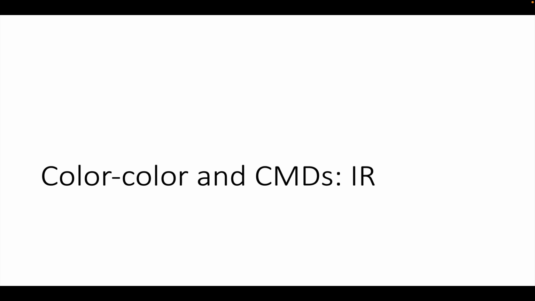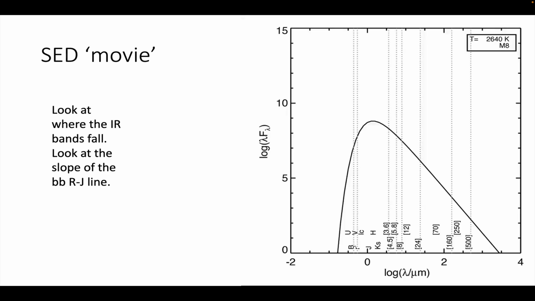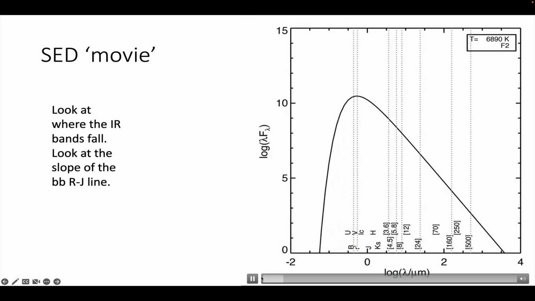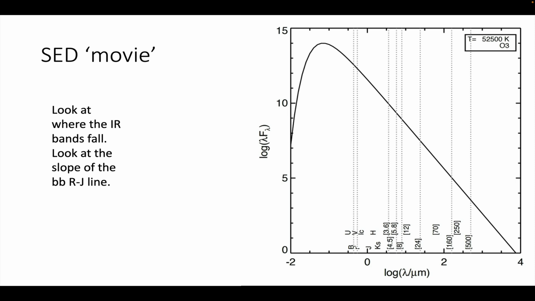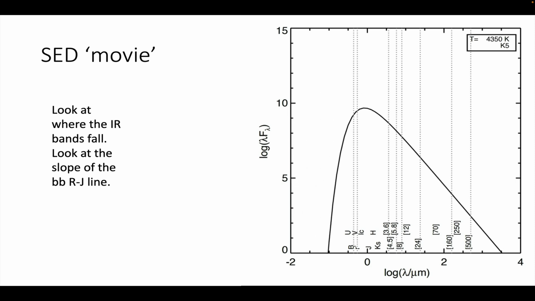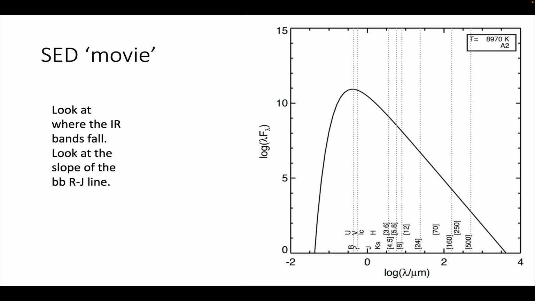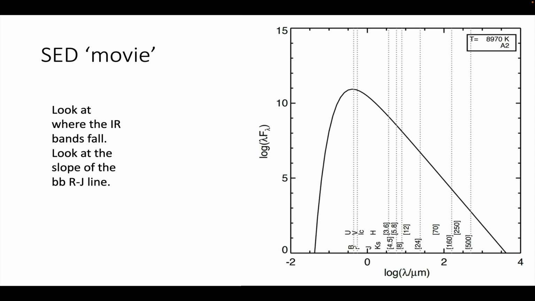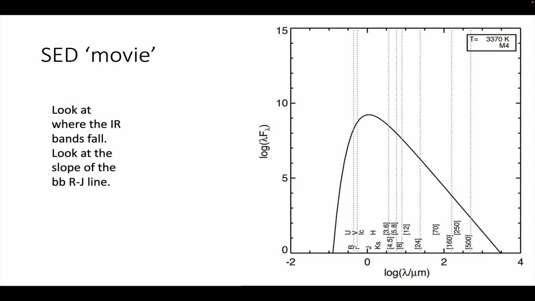Now, color and color magnitude diagrams in the infrared. All right, so remember this movie? Remember that the infrared bands are falling comfortably on the Rayleigh-Jeans side here. Remember that, at least until the mid-Ms, the slope isn't changing. So the ratio of the fluxes isn't changing. So the color isn't changing.